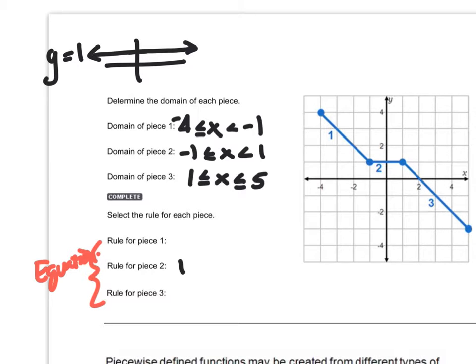Okay, a rule for piece 1. Now, piece 1, what's the slope of piece 1? -1. So I'm going to do -x. And then if this were to continue, the y-intercept would be 0. So the rule for piece 1 is just -x. Okay? Now the rule for piece 3, this one has a slope of -1. But if you were to continue this graph through, it would have a y-intercept of +2. So I'm going to write this as -x plus 2. Okay?